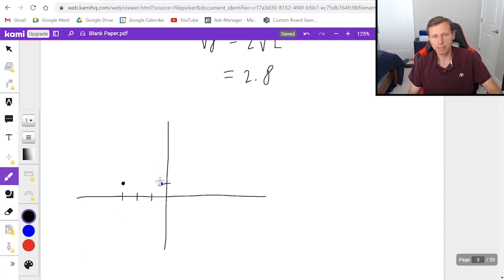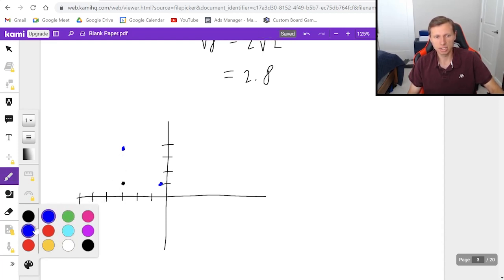Now I need to go up 2.8, so I'm going to add 3 more tick marks there. So up 2.8 is 1, 2, almost 3, like right about there. Okay, now I need to go left 2.8. Let me add a few more tick marks. So 1, 2, almost 3.